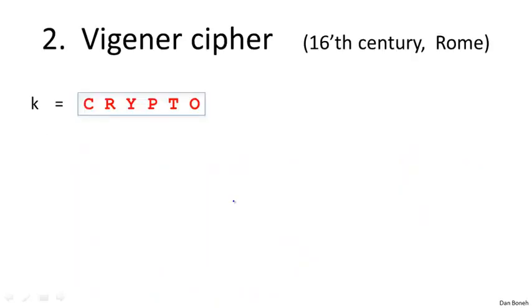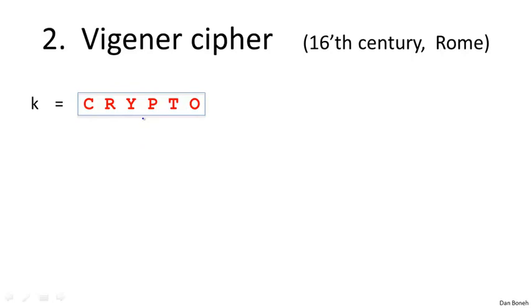So now we're going to fast forward to the Renaissance, moving from the Roman era to the Renaissance, and look at a cipher designed by a fellow named Vigenère who lived in the 16th century. He designed a couple of ciphers. Here I'm going to show you a variant of one of his ciphers. This is called a Vigenère cipher. In a Vigenère cipher, the key is a word. In this case, the word is crypto. It's got 6 letters in it.